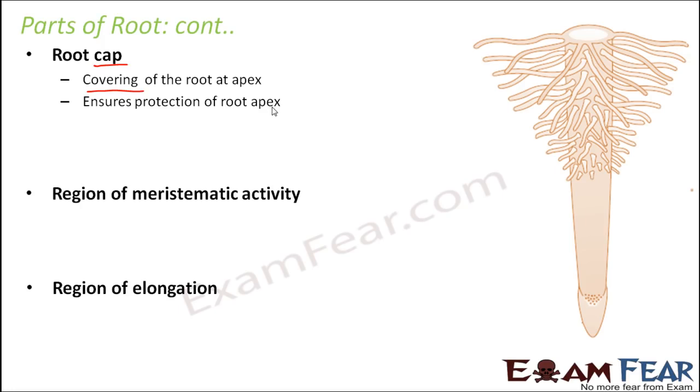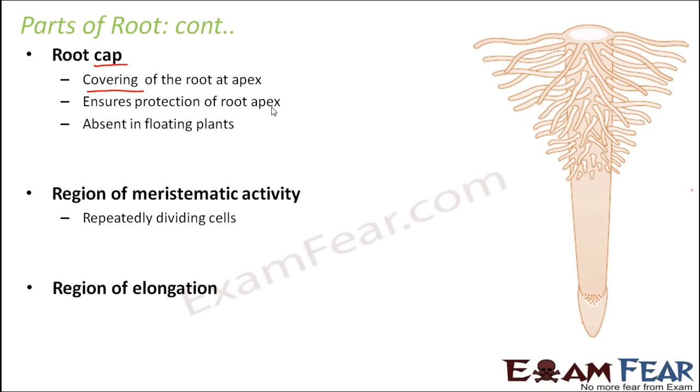Whatever wear and tear happens on the layers of the root cap, they are gradually replaced by the apical cells, the cells which are present at the root apex. However, root cap is absent in floating plants, because in floating plants, the roots are on the water. So they really don't need a root cap for so much protection. That is why it is absent in many of the floating plants.